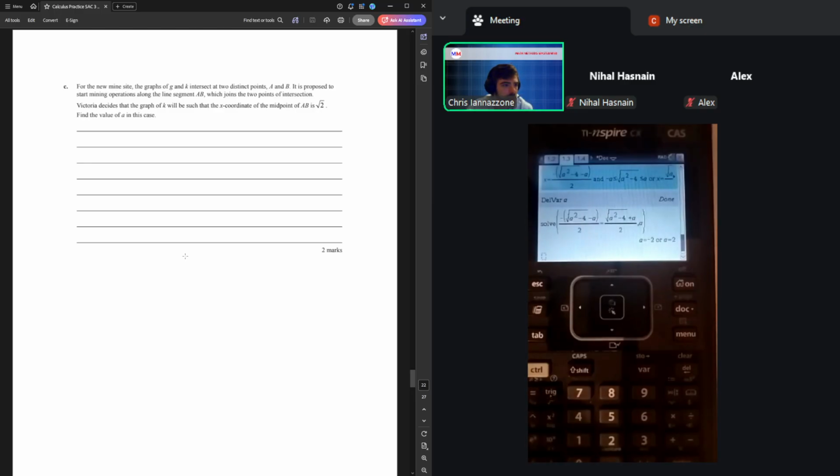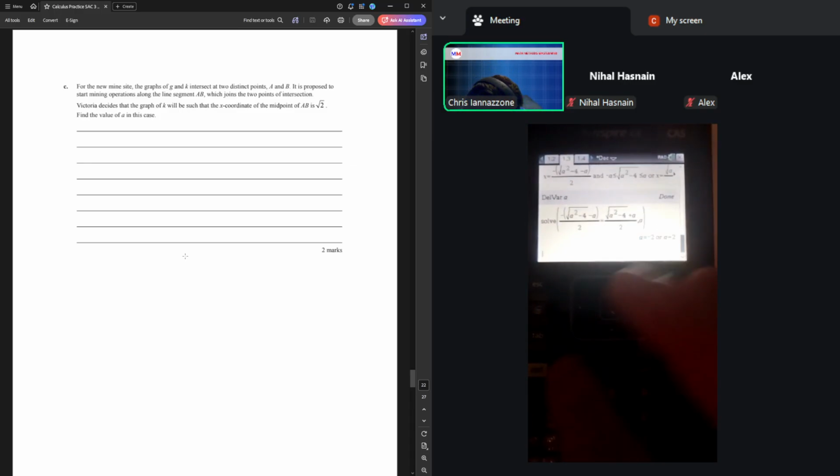New mine site: graphs of G and K intersect at 2 spots. Cool, we've already figured out where those might be. The mining operations will exist along the line segment that connects those 2 points. The graph of K will be such that the x-coordinate of the midpoint of AB is root 2. So effectively we're drawing a line between our 2 spots, and whatever the midpoint of that is going to have an x-coordinate of root 2.